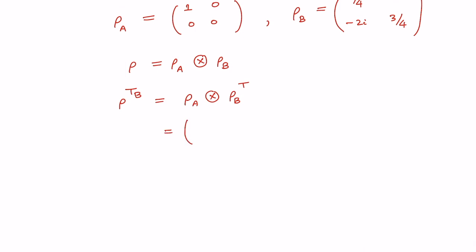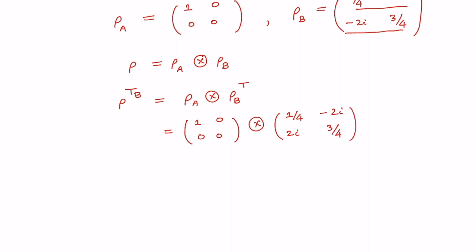And ρ_A remains the same, [[1, 0], [0, 0]]. But if I take the partial transpose of the density matrix ρ_B, I just have to turn rows into columns: the row 1/4, 2i becomes a column, and this other row becomes a column, so you will have minus 2i, 3/4.